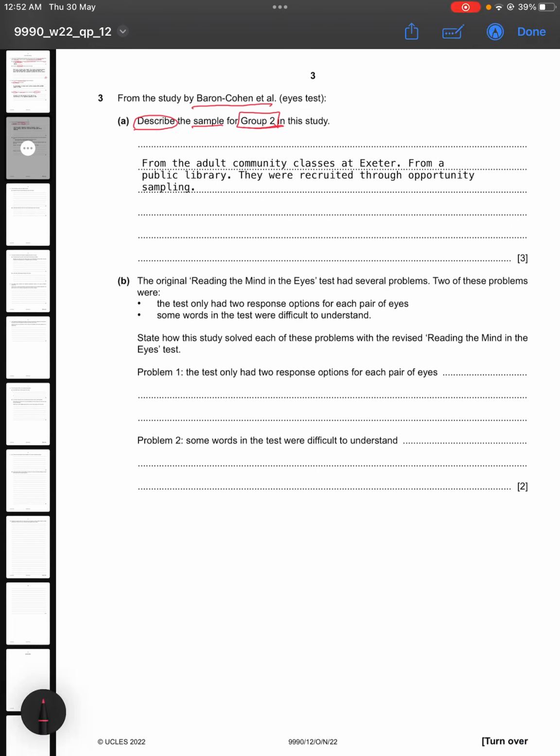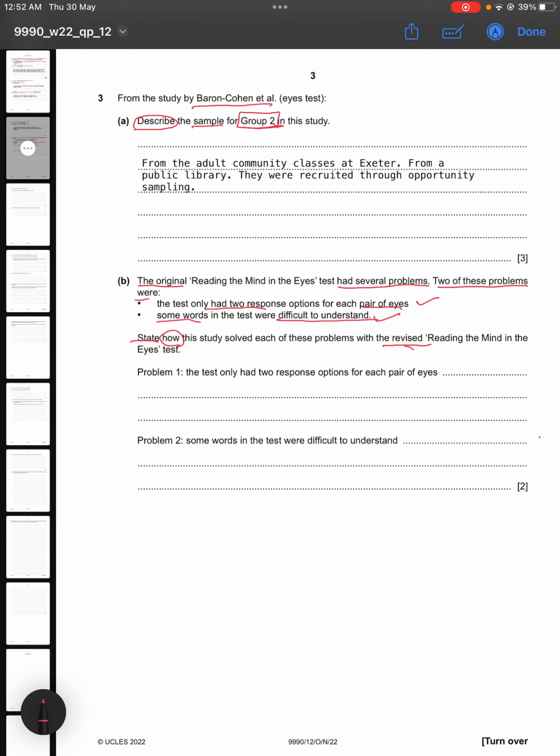And then its part B says the original reading the minds in the eyes test had several problems. 2 of these problems were the test only had 2 response options for each pair of eyes, and some words in the test were difficult to understand. State how this study solved each of these problems with the revised reading the mind in the eyes test. Problem 1 was the test only had 2 response options for each pair of eyes.